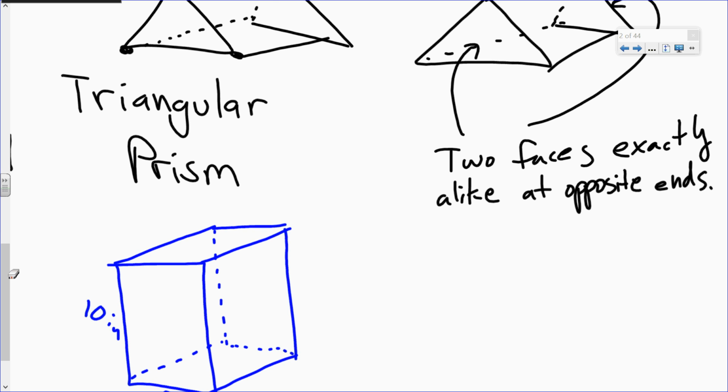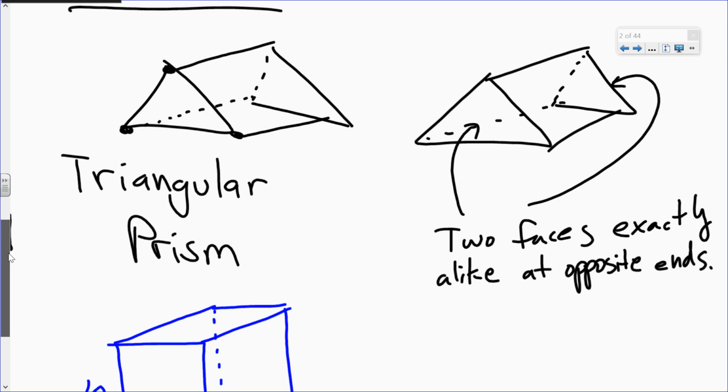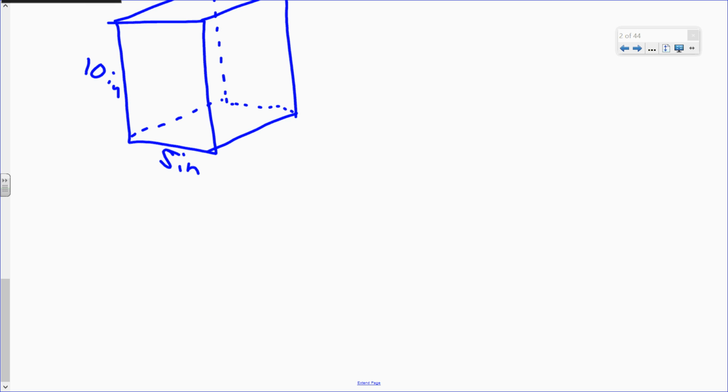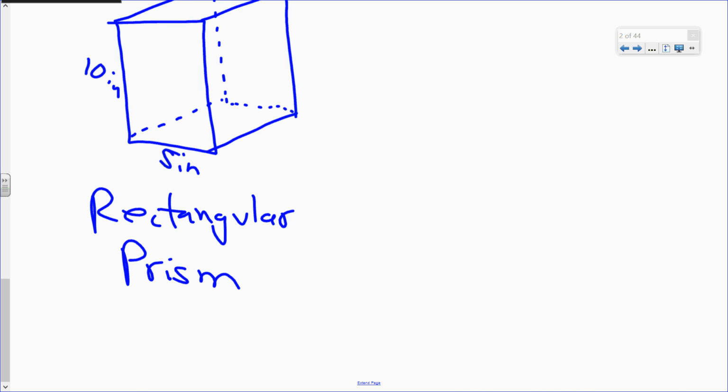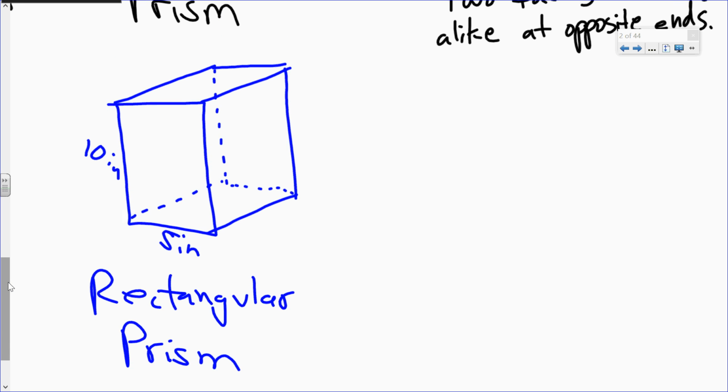Because the front and back faces are rectangles, as opposed to the front and back faces being triangles. Triangular prism. And I'm going to write rectangular prism. Triangular prism, rectangular prism. So far, so good. Notice how the front rectangle and the back rectangle are exactly alike. That's what makes a prism a prism.